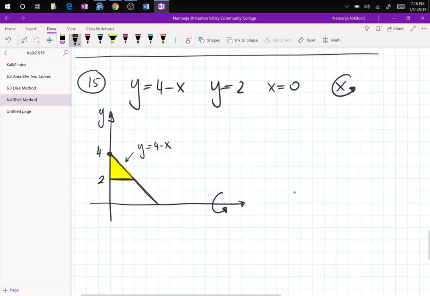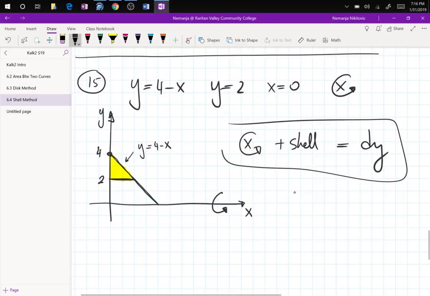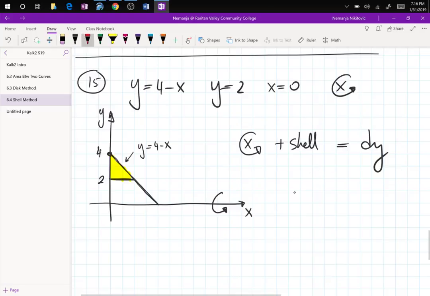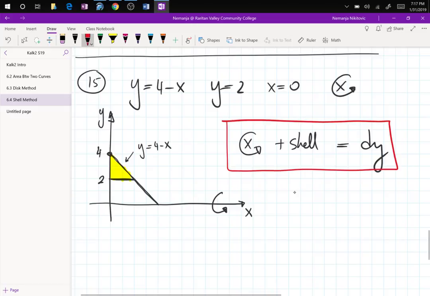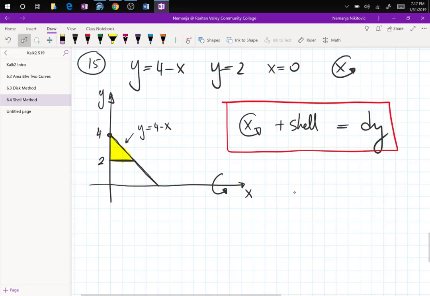We are going to rotate around the x-axis, and x rotation plus shell is equal to dy. You will use this as a formula. By the way, you are not allowed to have any cheat sheets for the test, obviously. But if you tattoo this on your body, there's nothing I can do about that. There is also rotation on x plus disk equals dx. So that's the next topic. Anyway, now I know I need dy.